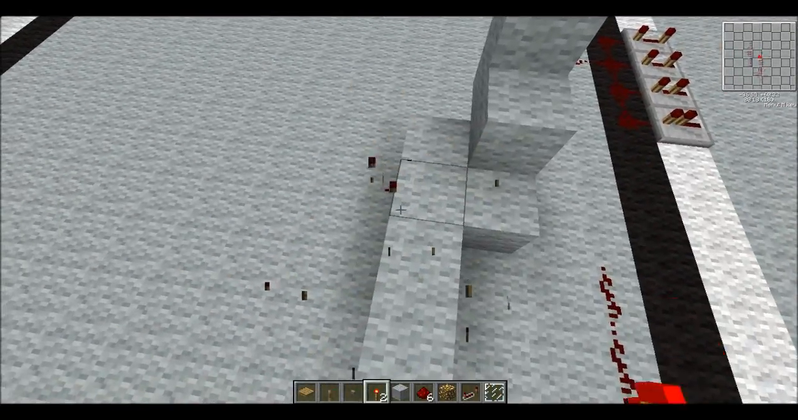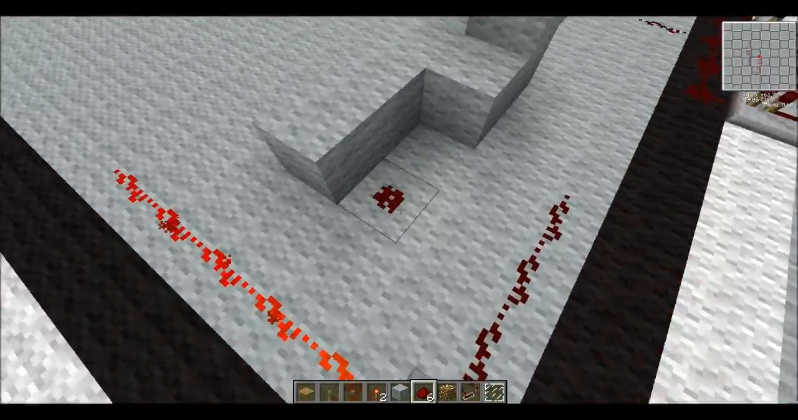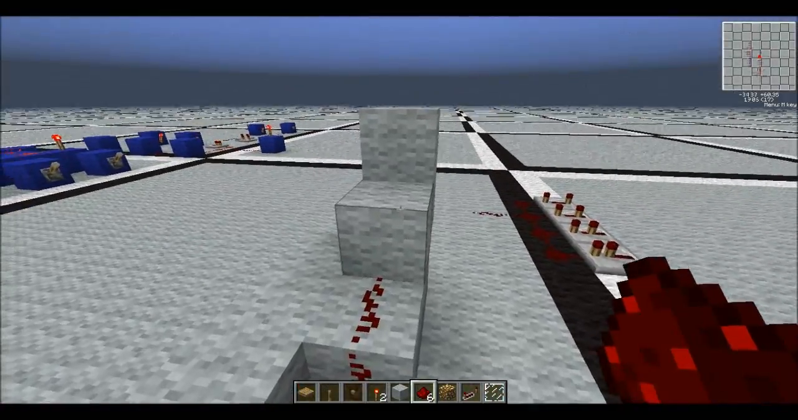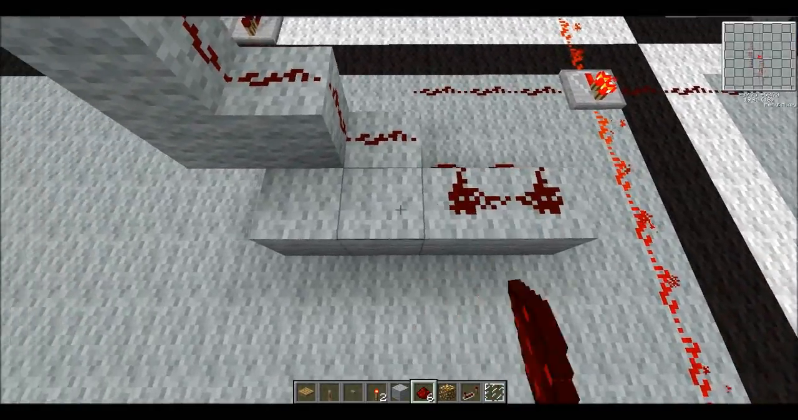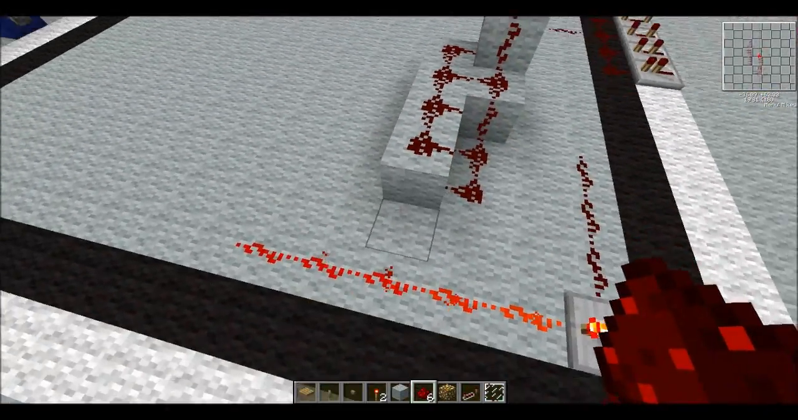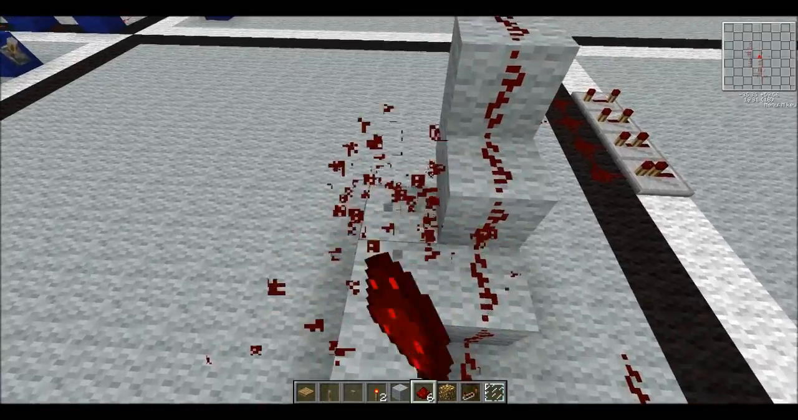Let's pretend I don't have repeaters. Before, when we just had redstone wiring, I can send power up this step here. But then if I'm trying to run a different line right next to it, they link together. And that's really a pain in the butt.